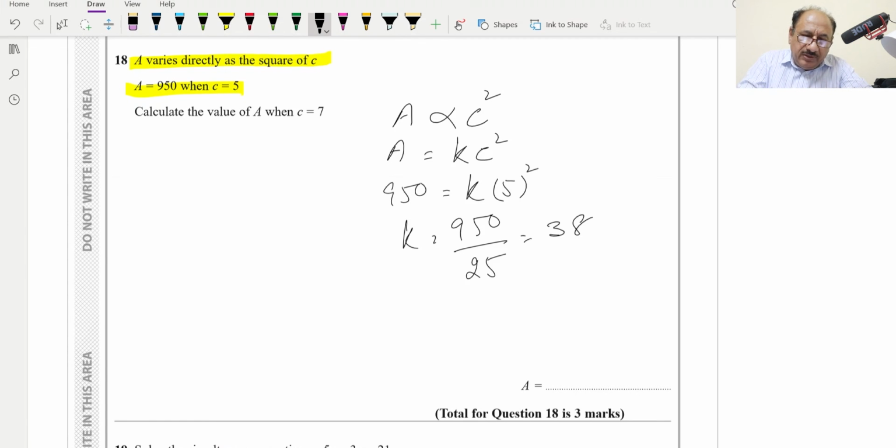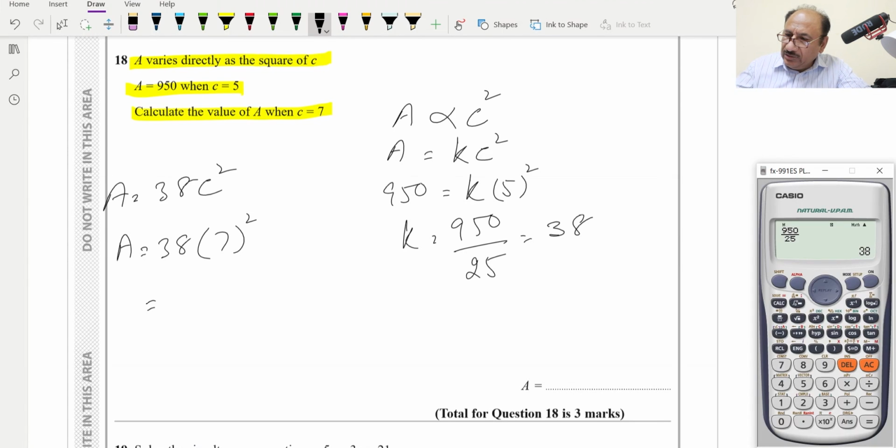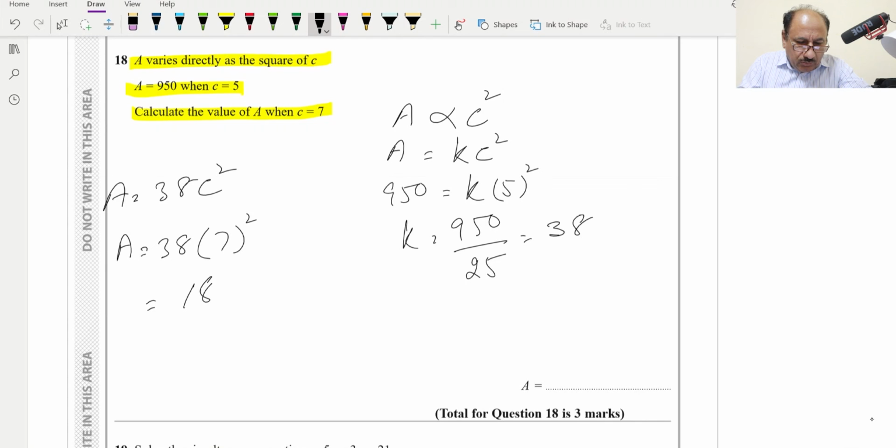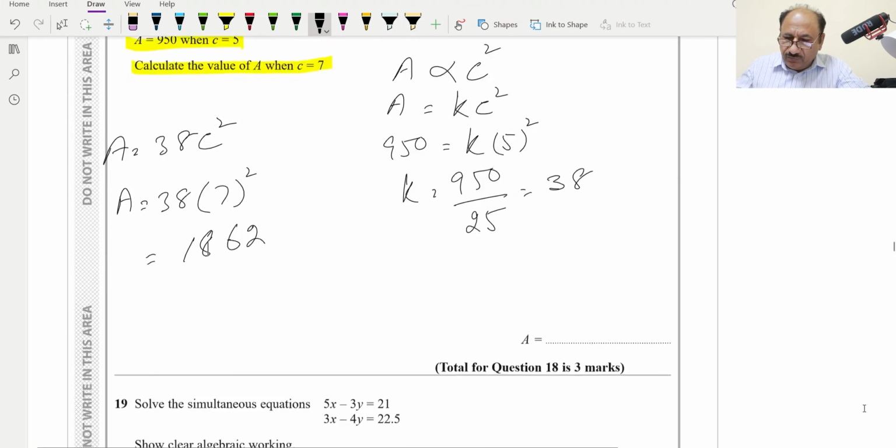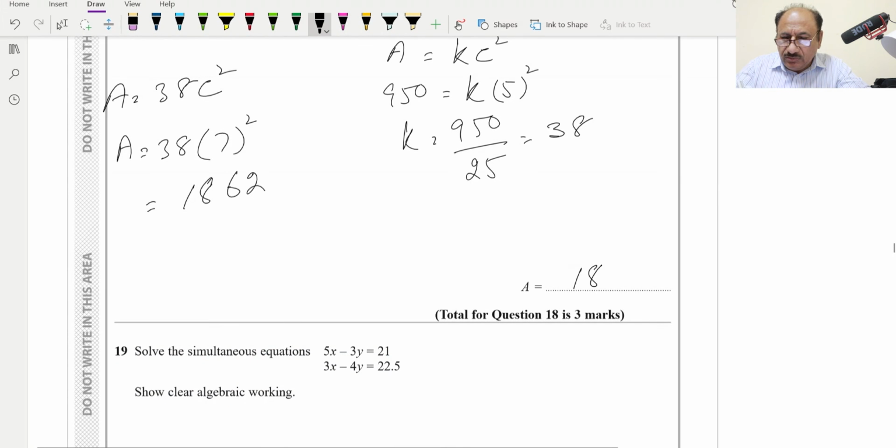Our equation will become A is equal to 38 C squared, and they are saying calculate the value of A when C is equal to 7. So 38 into 7 squared, this will be A value. So 38 multiplied by 7 squared, and this is equal to 1862. So 1862 will be the final answer for this question, which is a 3-mark question, 1862.